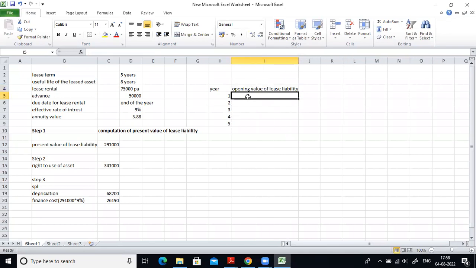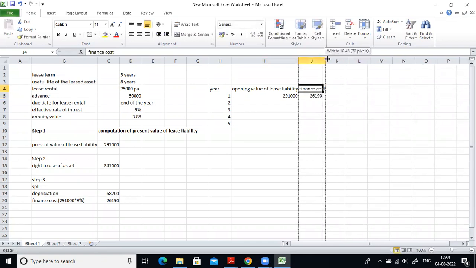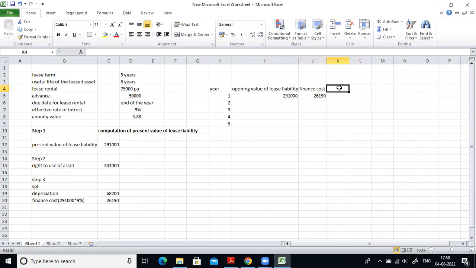So the opening value of the lease liability here is nothing but our present value, which is 2,91,000. Then we computed the finance cost for the first year. So the finance cost will be 2,91,000 into 9%, that is 26,190. Then we'll be paying the lease rental. We paid a lease rental of 75,000 in the first year. Then you should compute the closing liability.